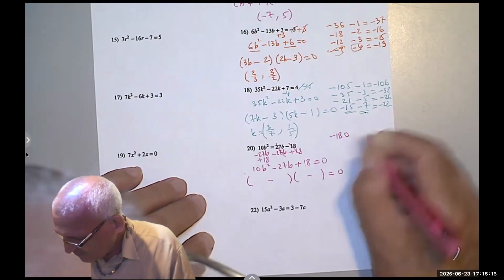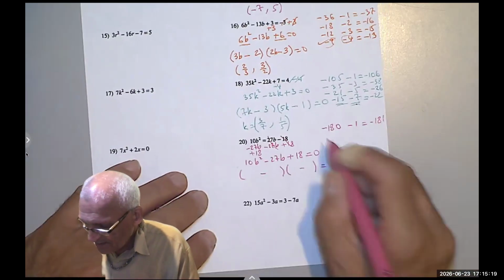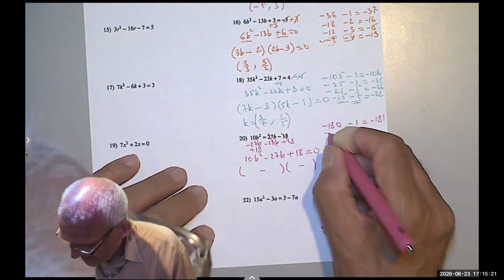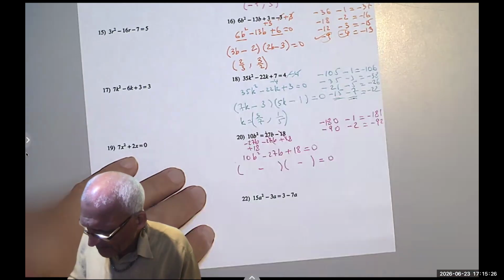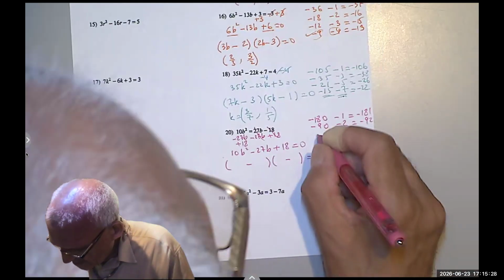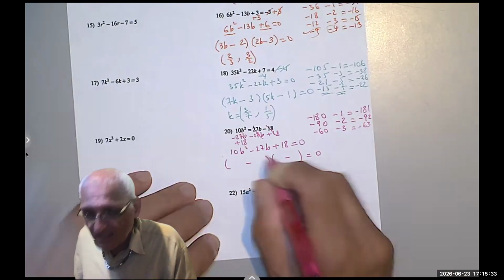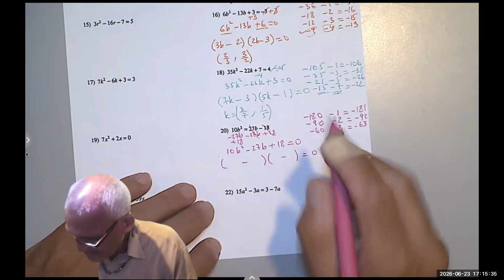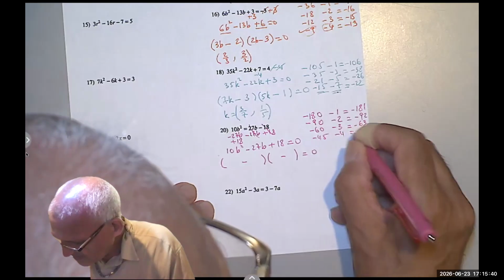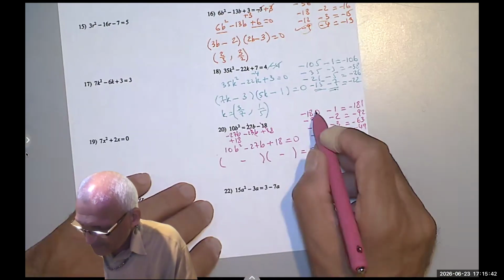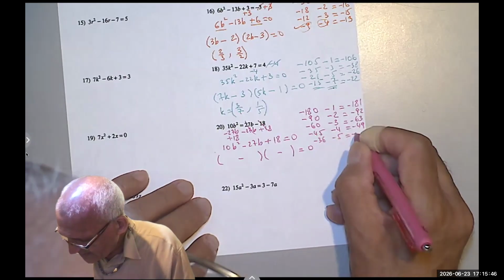Well, of course, negative 180 minus 1 is negative 181. That's very far. But it's divisible by 2. So if I say negative 90 minus 2 is negative 92, still far away. Dividing by 3, negative 60 and negative 3 would give me negative 63, still too high. That's divisible by 4. Negative 45 and negative 4 is still too high. Divisible by 5. Negative 36 and negative 5 is still very far.